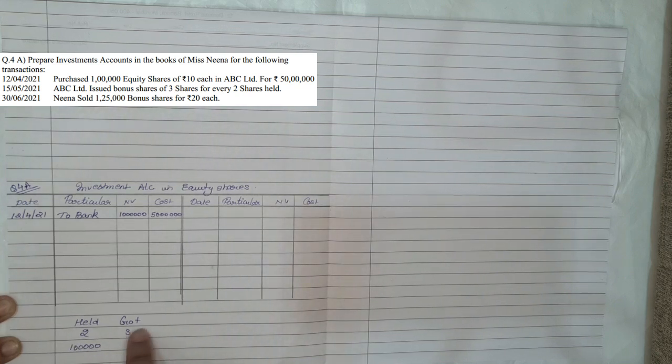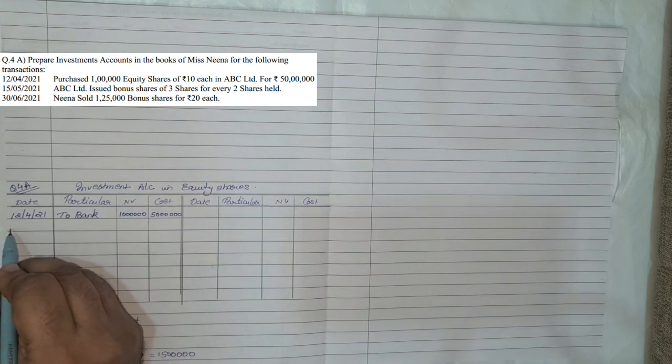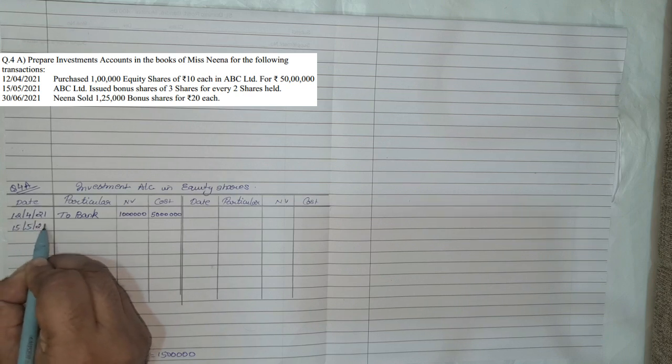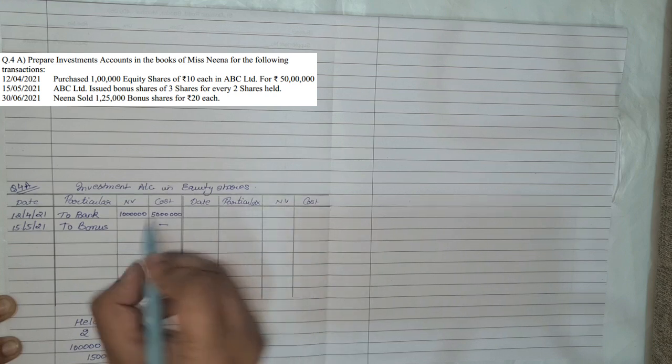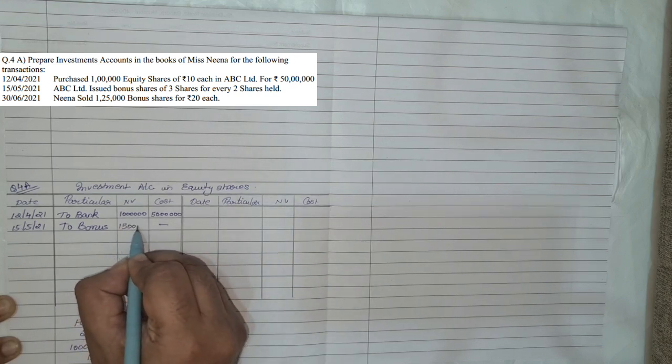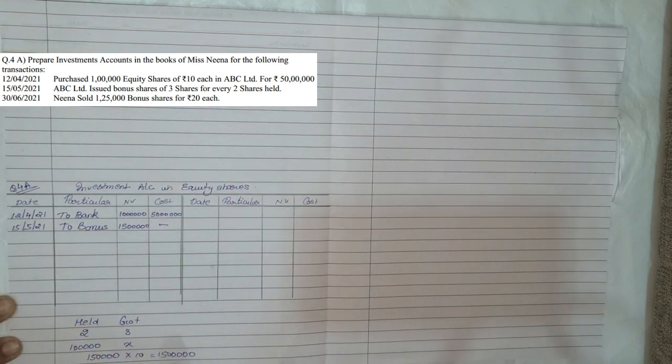So 1 lakh into 3 is 3 lakh. 3 lakh ka half is 1,50,000. So the total number of shares you're going to get is 1,50,000 shares of 10 each. So 15 lakhs. So this is the date, 15th May 21, bonus. It is free of cost. So there is no cost. 15 lakh ka shares, and no cost because it's free of cost.